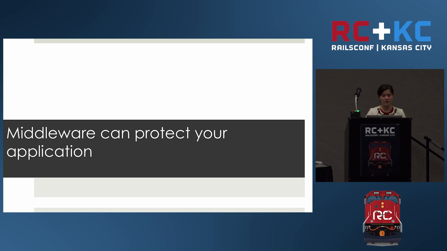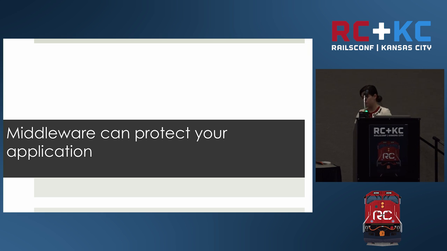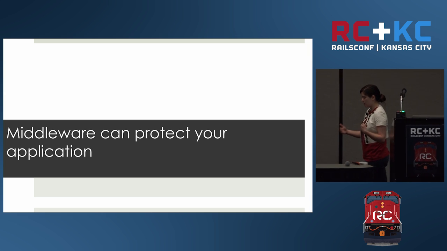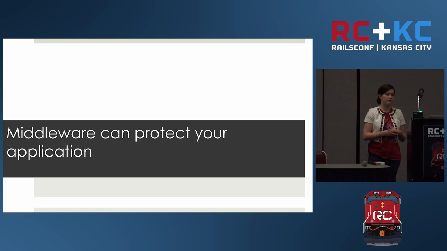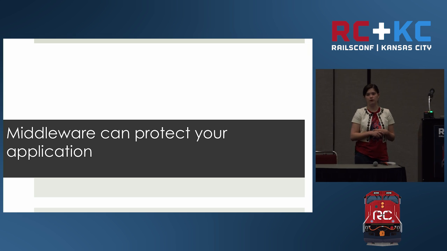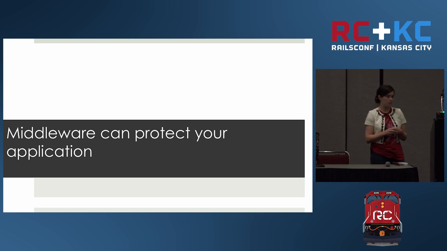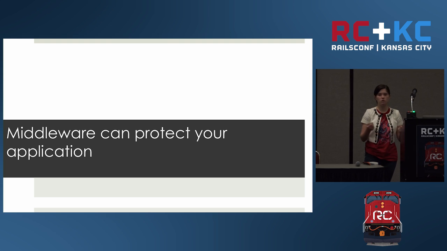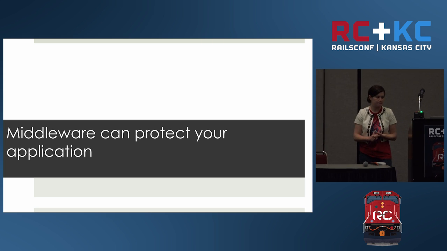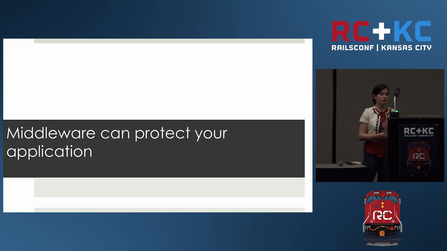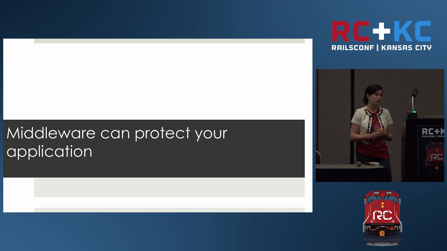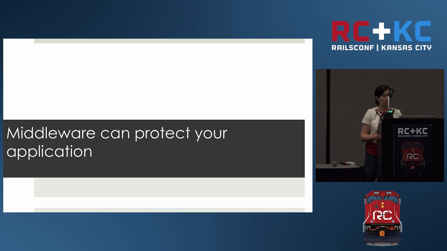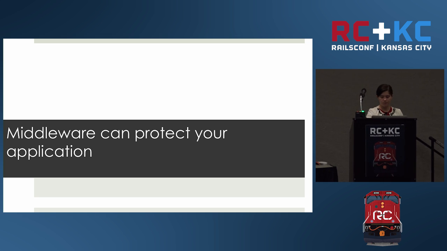Moving on, middleware can protect your application. Continuing on the theme of handling requests before they get to your application, there are certain types of requests that you just don't want your application to deal with. If you know that a particular request is malicious, there's no need for it to hit your app. Your middleware can handle it. Along this line, with the throttling example that we saw, if your app shouldn't ever receive that request, your throttler can stop it. Also similar is implementing honeypots.